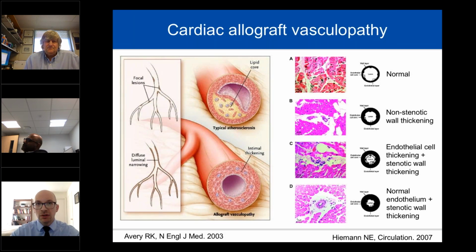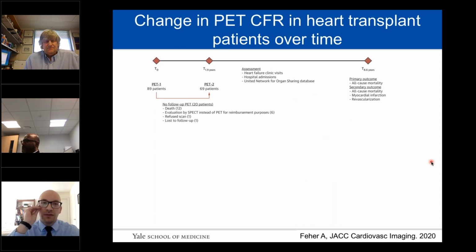So next, I would like to talk about cardiac allograft vasculopathy, which is a late-appearing complication in heart transplant patients. It is characterized by diffuse intimal thickening in the epicardial vessels, but also, very importantly, there is prominent microvascular involvement, and most often on biopsy, there's endothelial cell thickening and stenotic wall thickening in these patients. So we designed a study where we wanted to address 2 questions.